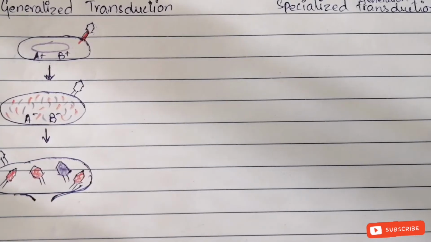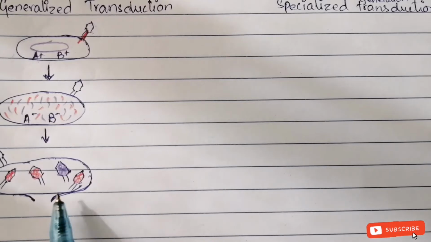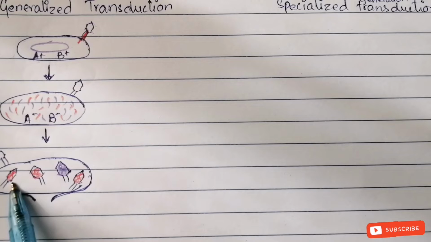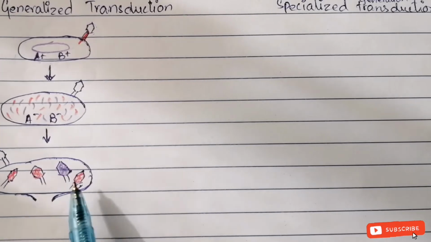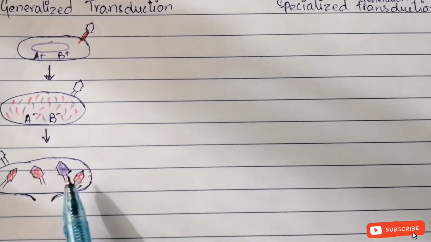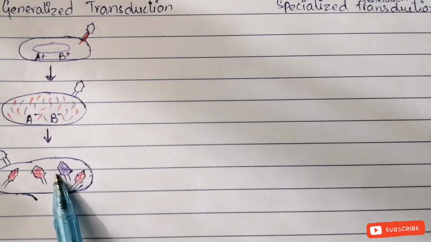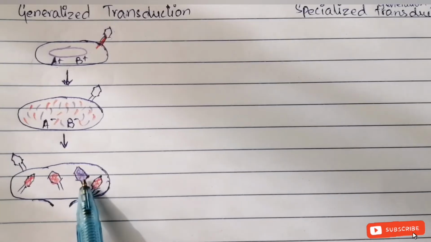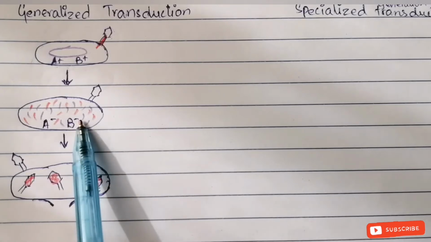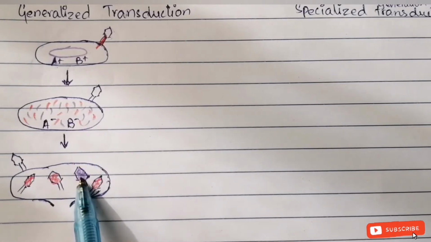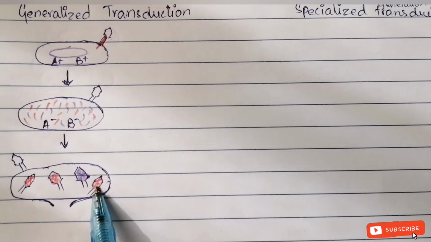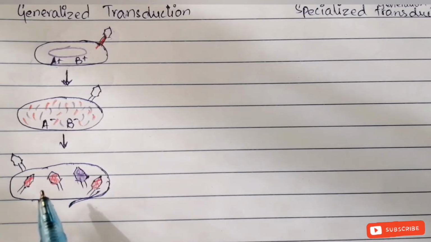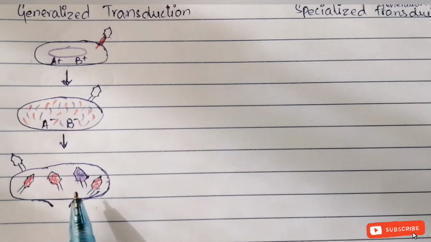So this is the turning point. Here you can see that when the new bacteriophages are formed, these are normal structures. This is bacteriophage, this is bacteriophage, this is bacteriophage. But the genome present in this bacteriophage is different. The genome present in this bacteriophage is the genome of bacteria. Here I am representing the bacterial genome in purple and the phage genome in red. Occasionally, a bacterial DNA fragment is packed in a phage capsid.